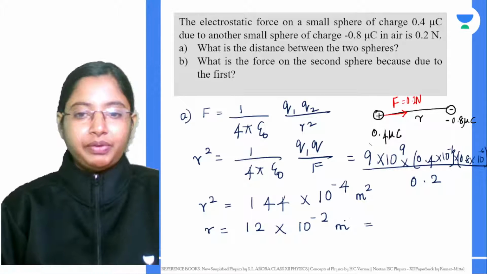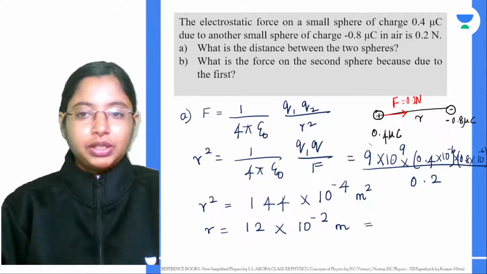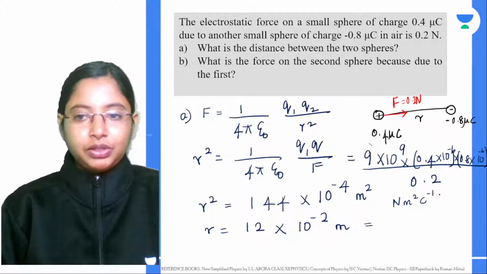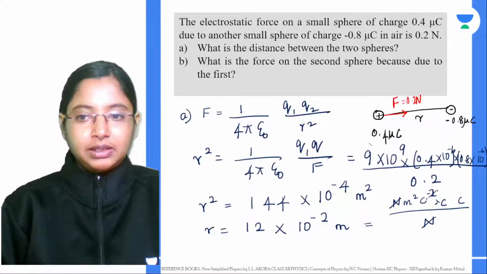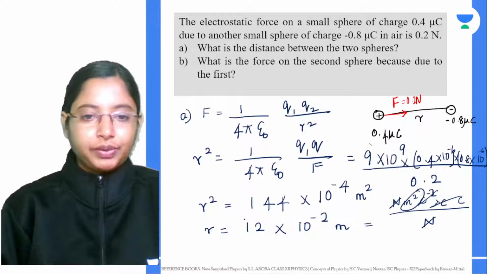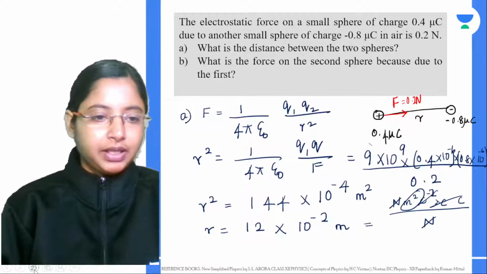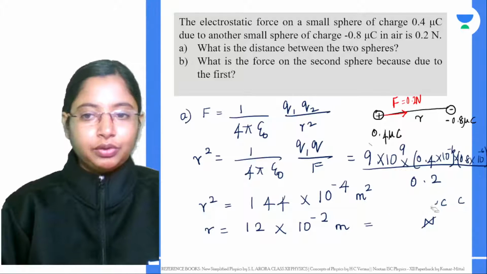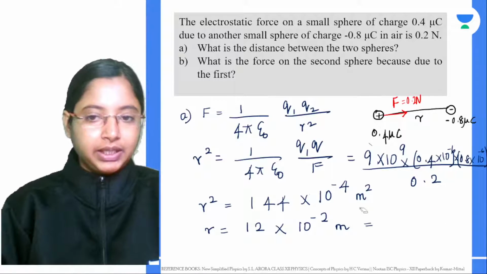So how are we getting meters here? If you substitute the units, the unit of 9 into 10 to the power of 9 is Newton meter square Coulomb inverse 2, and this one has a charge in coulombs, and this one again has a charge in coulombs, so these cancel, and force is given in Newton. So all of these cancel, and what you will only have is meter square. Now when you take the square root of this entire equation, since this is R square, you will basically get this value.